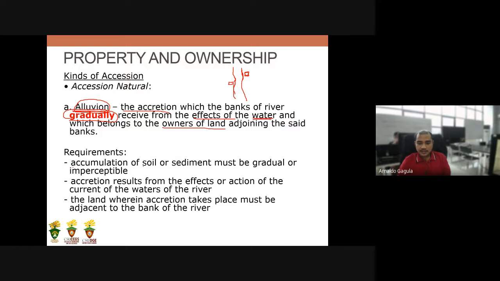Ang iyang accumulation sa soil or sediment must be gradual. Hinay-hinay, dili mo siya mabantayan. Accretion results from the effects or actions of the current of the waters of the river. The land wherein accretion takes place must be adjacent to the river bank or adjacent to the river. So alluvion ang tawag pag gradually ang deposit.